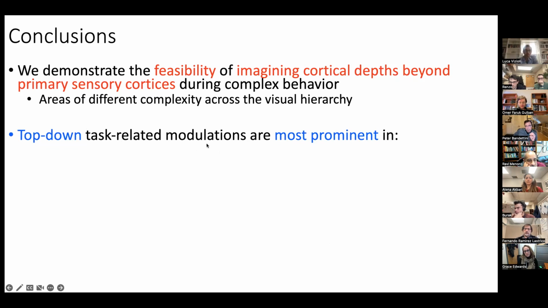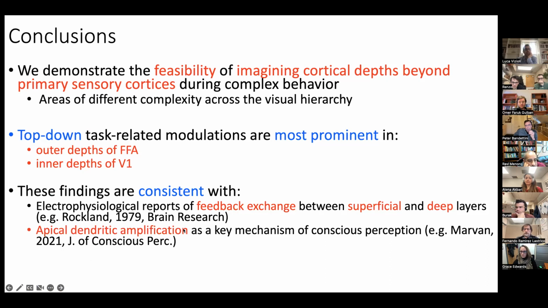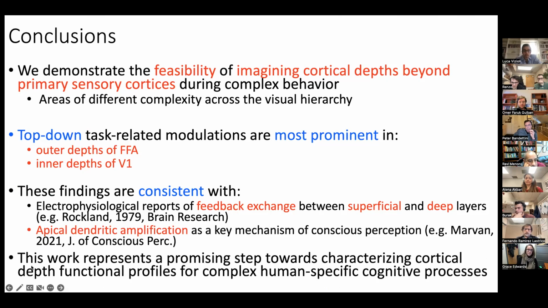We observed that top-down task-related modulations are most prominent in the outer depths of FFA and inner depths of V1. These findings are consistent with electrophysiological reports of feedback exchange between superficial and deep layers, and with the idea of apical dendritic amplification as a key mechanism for conscious perception. We believe this work is only one step, but a very promising step towards characterizing cortical depth functional profiles for complex human-specific cognitive processes.